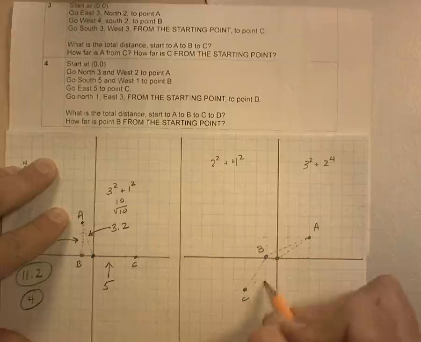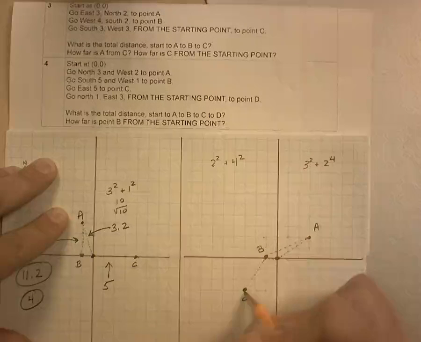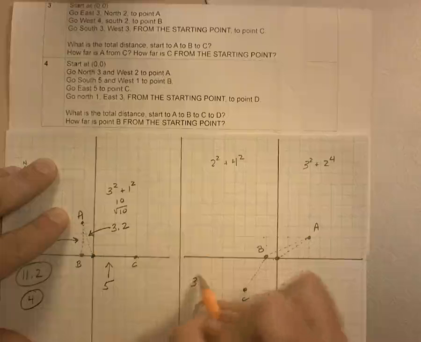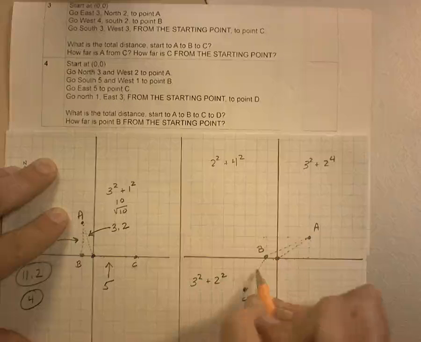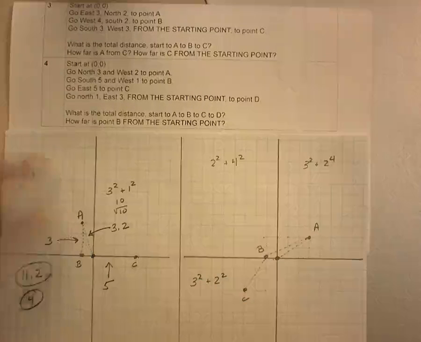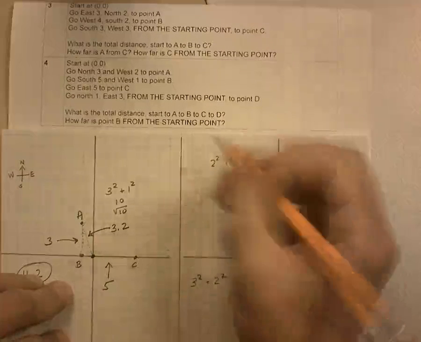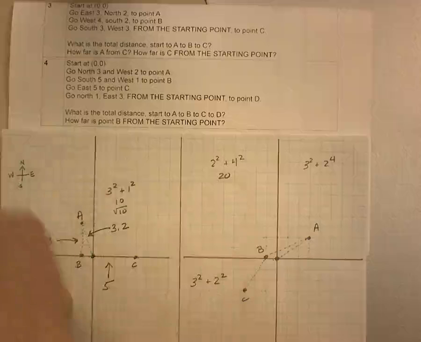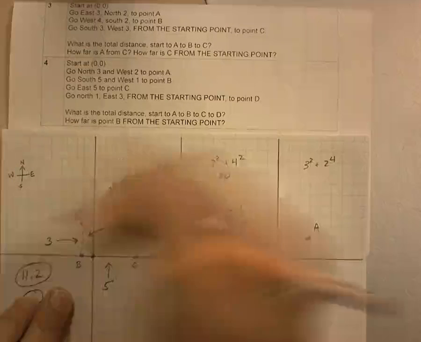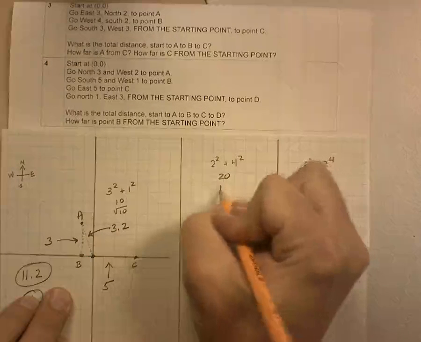And this one is 1, 2, 3, 1, 2. It's actually that guy again. 3 squared plus 2 squared for that last segment. Let's do all of those. This is 4 plus 16. That's going to be a 20. And the square root of 20 is 4.5 with the rounding.